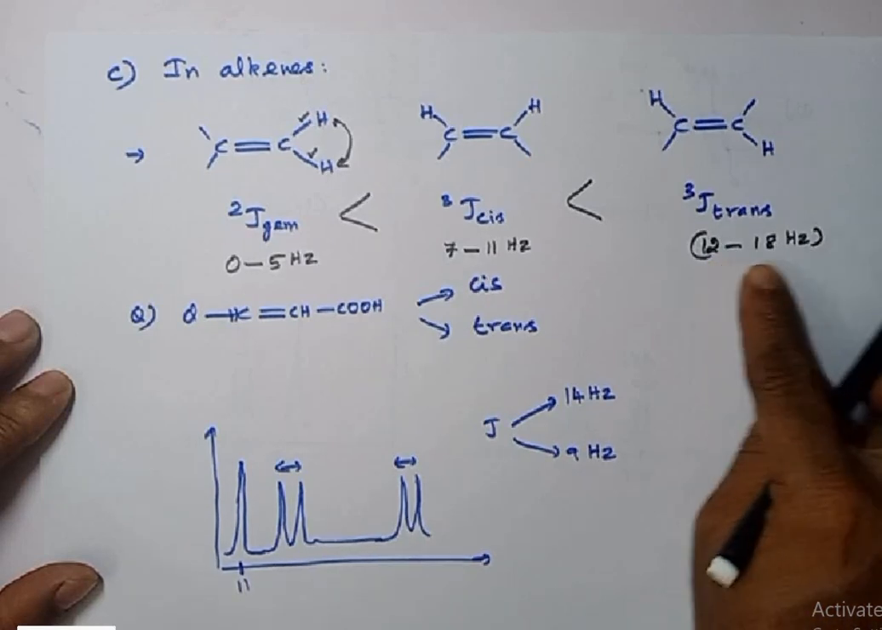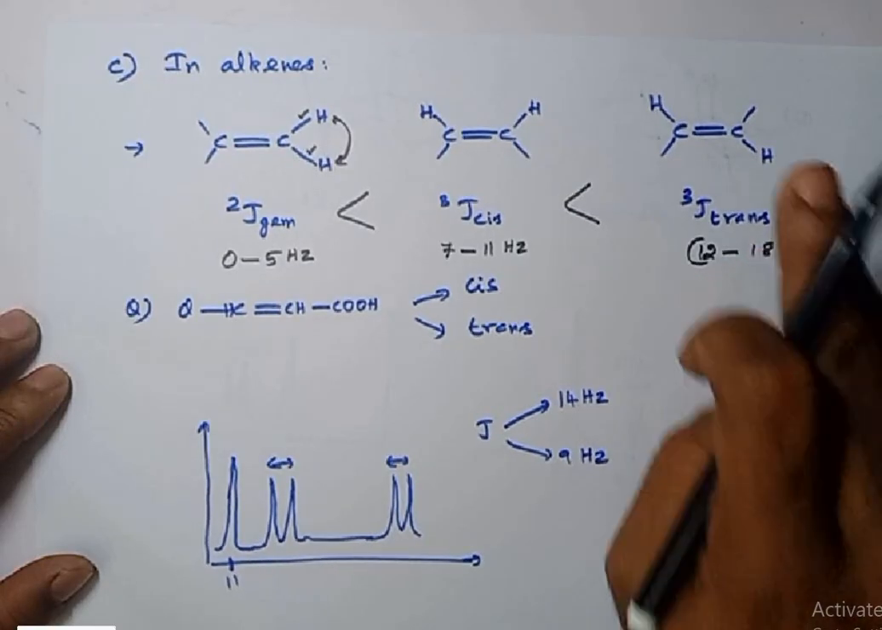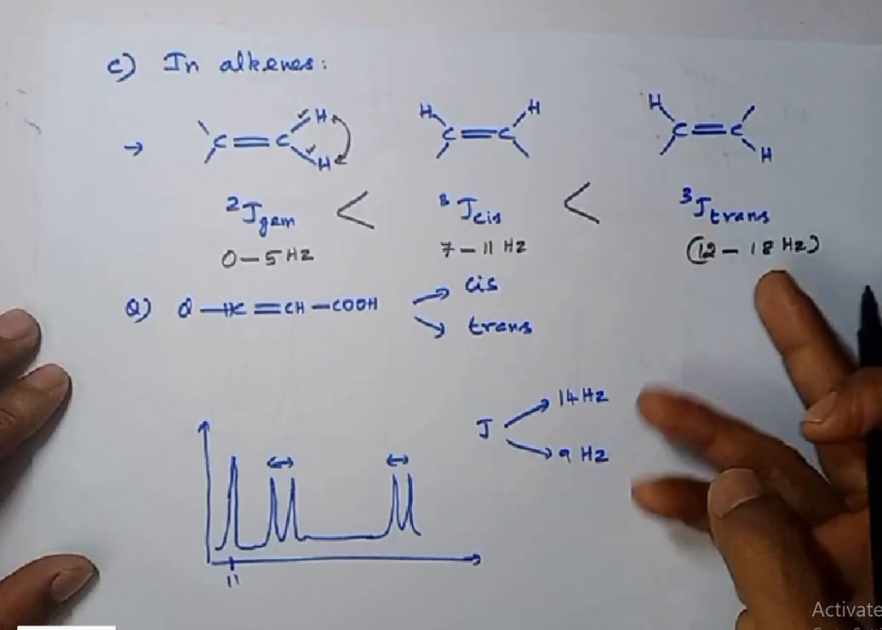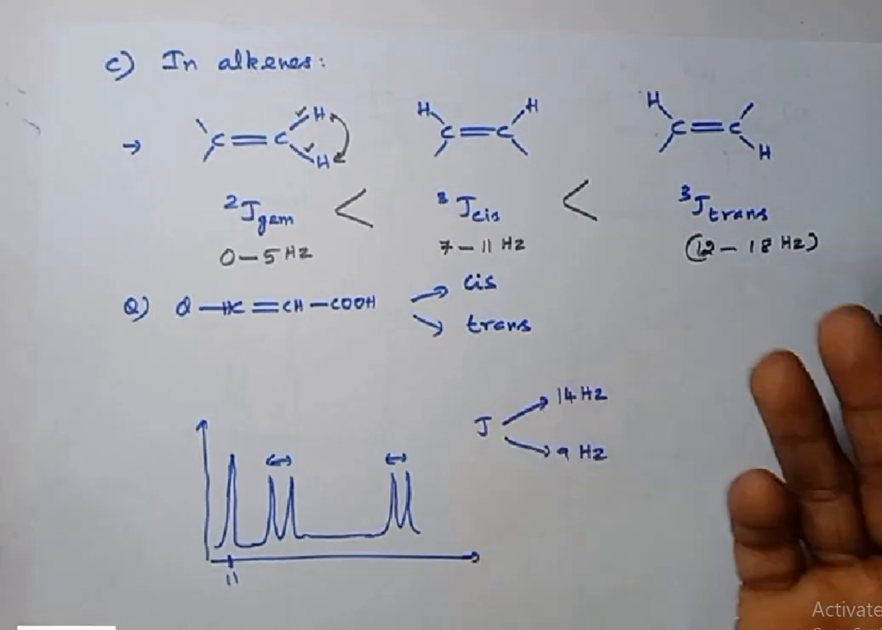See, this is the way I am giving you the range of coupling constants. If the coupling constant is high, then it should be trans. If the coupling constant value is high, then it is due to the coupling of trans hydrogens. Okay, very simple.